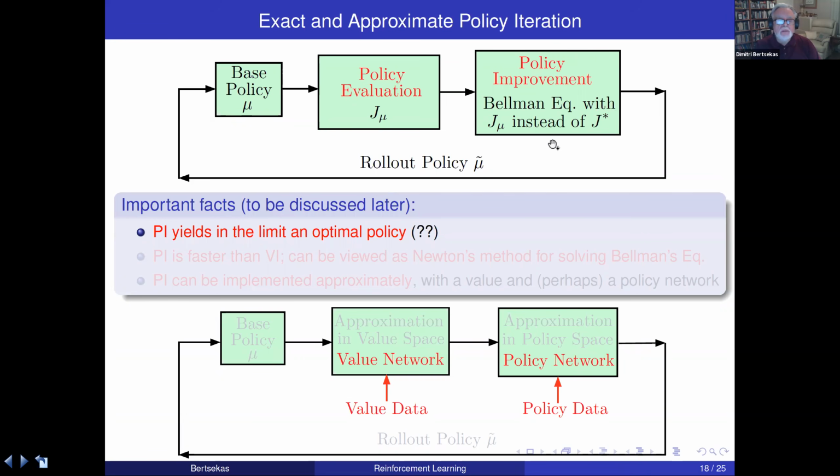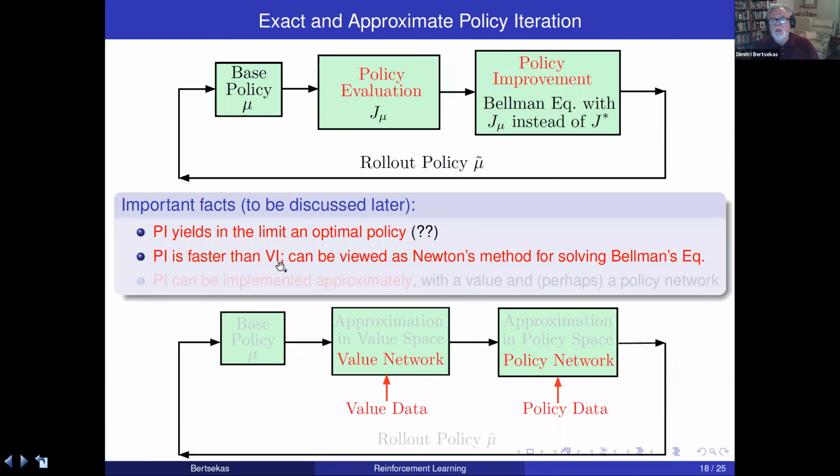Now, this is the exact form of policy iteration. And one thing that you can prove, with some exceptions, is that in the limit, it gives you an optimal policy. In fact, if there's a finite number of states, it will give you an optimal policy in a finite number of iterations. You don't have to go through this loop an infinite number of times. Moreover, policy iteration is faster, a lot faster than value iteration. It requires more computation per iteration, but it is a lot faster.